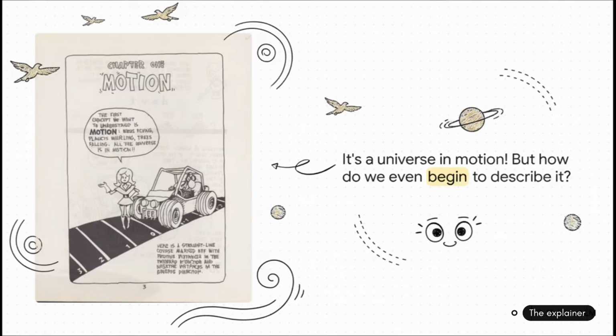Just look around you. Everything is moving all the time. But what's really incredible is that all of it, from a bird flapping its wings to planets whirling through the cosmos, is all run by just a handful of simple rules. Our mission today is to figure out what those rules are, and lucky for us, we've got some pretty awesome cartoons to help guide the way.